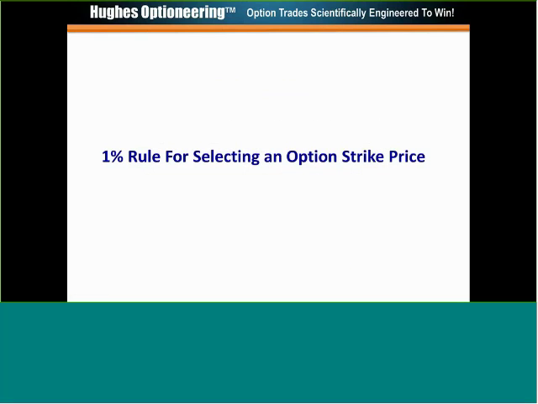Okay, let's talk about what we call the 1% rule for selecting an option strike price. Whenever you decide that you're going to buy a call option, you could have hundreds or even thousands of strike prices to choose from. So the question is, which strike price do you select when you're going to take an option trade? We use a very simple rule of thumb. We call it the 1% rule.